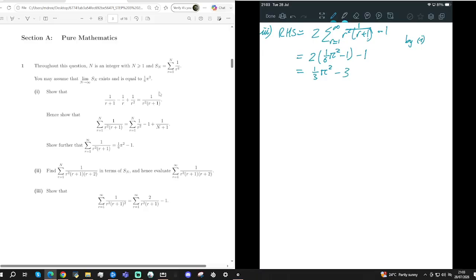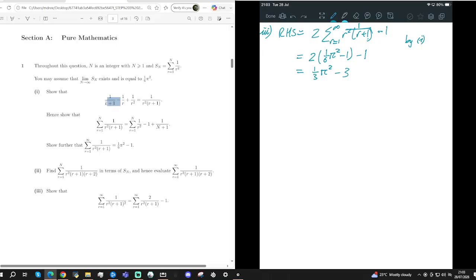Again, mental check. Is this thing positive? Yeah, pi's a bit bigger than 3, so a third of pi squared is definitely going to be bigger than 3. Now the left-hand side is going to be a little bit more of a challenge. Is there a trick I can apply? Again, I could go back to part 1 and think, can I times or divide everything by r plus 1 to make the right denominator? Would that do anything for me?